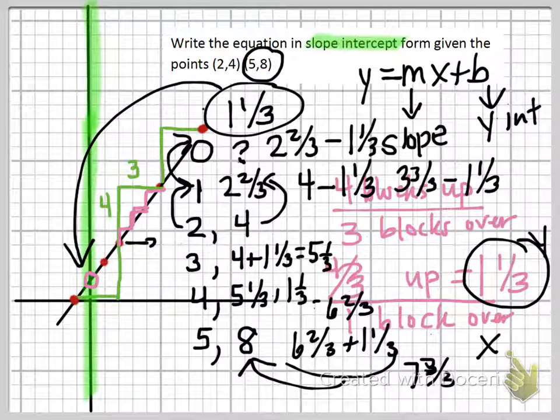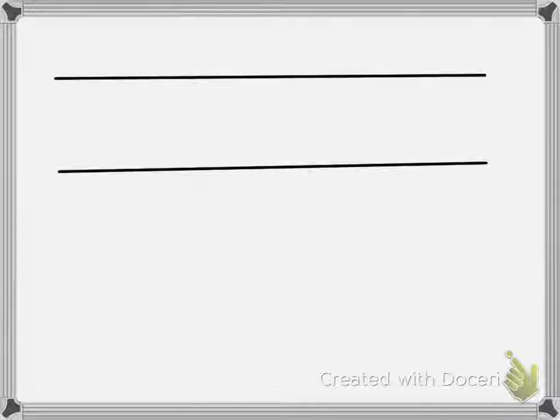So if I start at 1 1/3 and increase at a rate of 1 1/3, it's going to make the same line that's created by the points (2, 4) and (5, 8). So now we can write the equation of our line, and the equation of that line is, remember, y = mx + b.